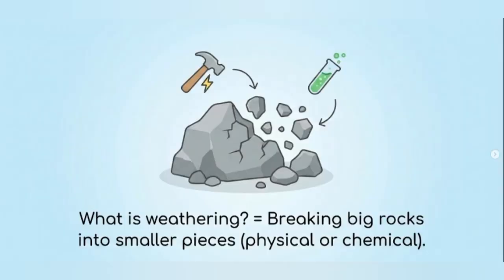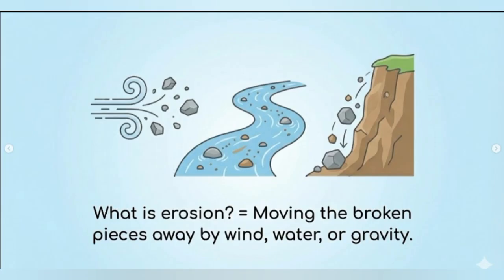It is the breaking down of big rocks into small pieces. It can either be physical or chemical, but the rock needs to break down from big to small pieces. While erosion is the movement of these small pieces from the particular place where they are broken down to another place. But the key difference that you must focus on between weathering and erosion.